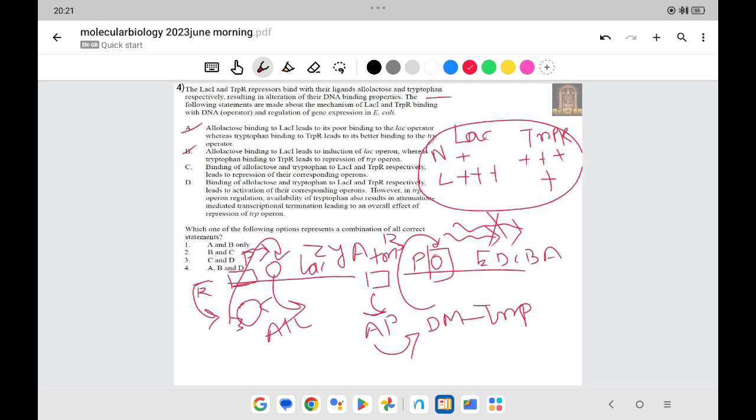The next option is the binding of allolactose and tryptophan to lac I and trp R respectively leads to depression of their corresponding operons. No, that is not making the depression for both. For one it is depression, and for the other it is repression. So that is wrong. And here also, the binding of allolactose and tryptophan to lac I and trp R respectively leads to repression. So not both; it would be either the depression or the repression. So option 1 is correct.